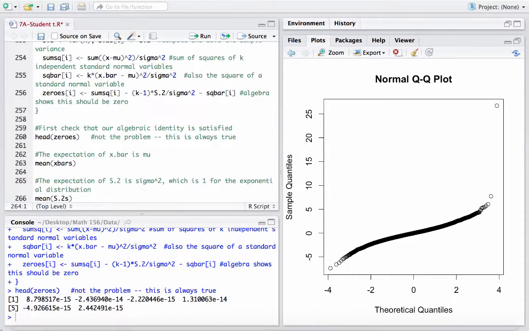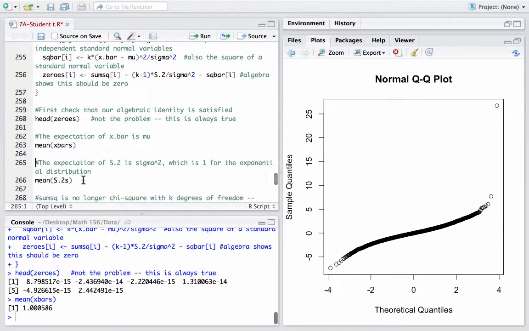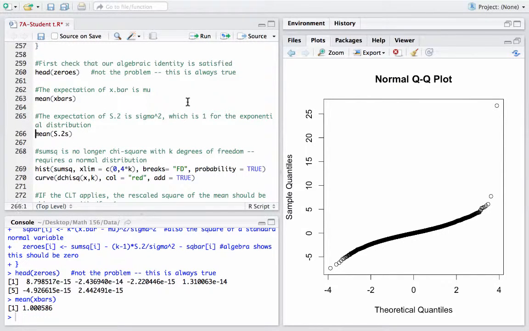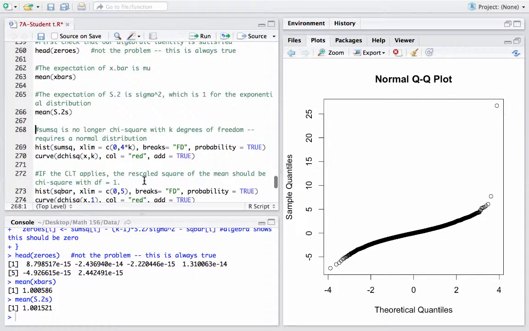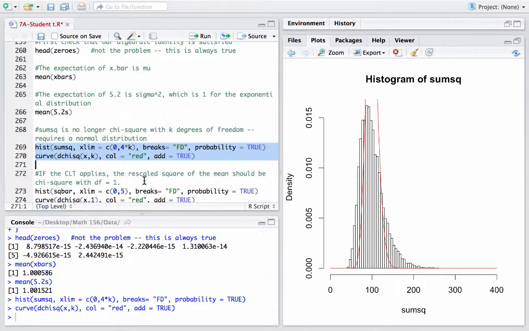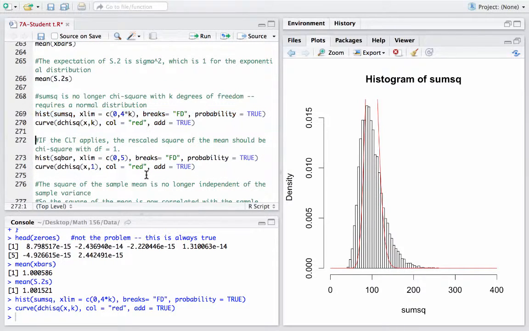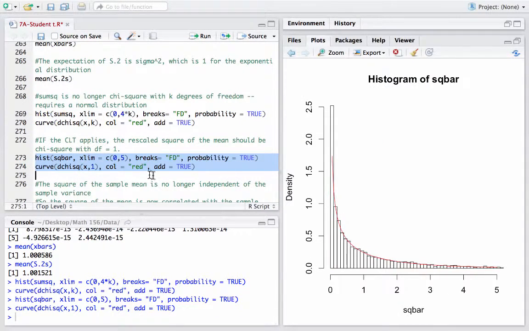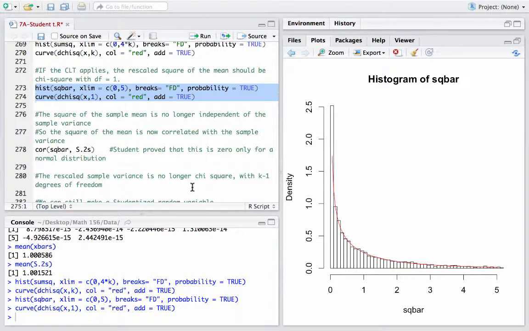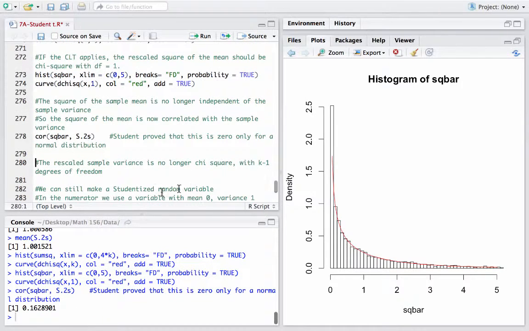The head is, so our 0 vector is still full of zeros, and our sample mean is centered around 1. Our sample means, plural, are centered around 1. And our sample variances are centered around 1. But the sum of our squares is no longer chi-square, because they're exponential, not normal. But thanks to the CLT, the rescaled square of the means is chi-squared with 1 degree of freedom. Again, that's because the sampling distribution of means always approaches a normal. And the correlation is non-zero.